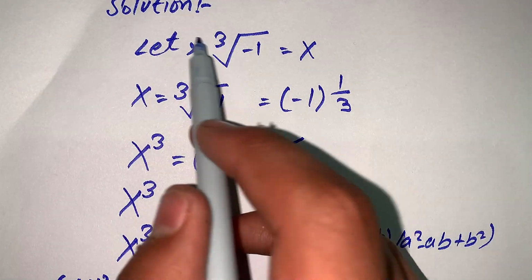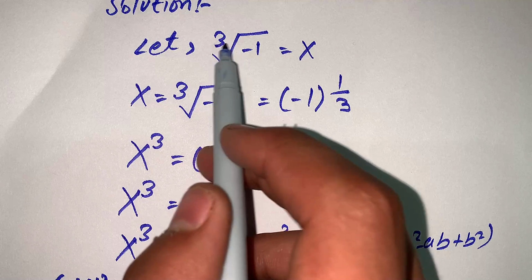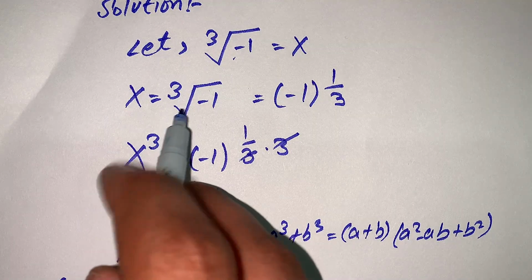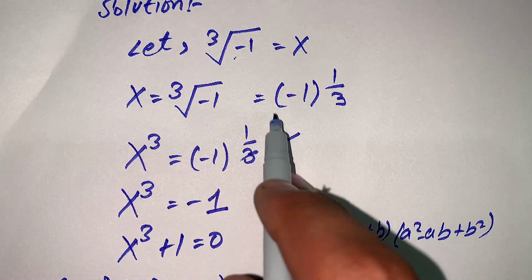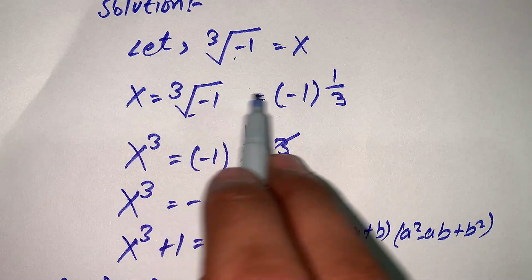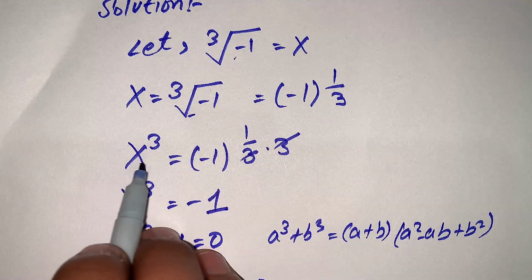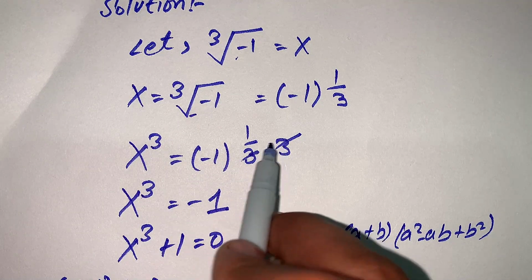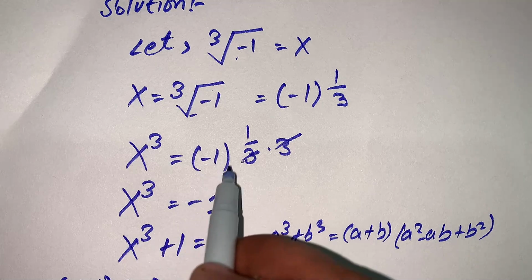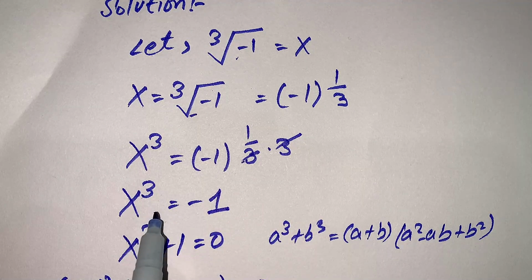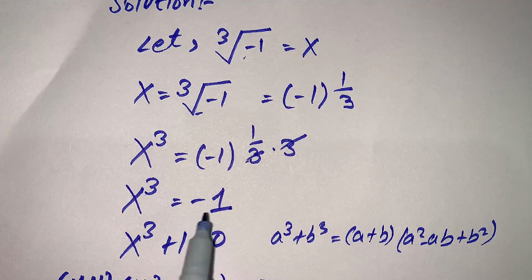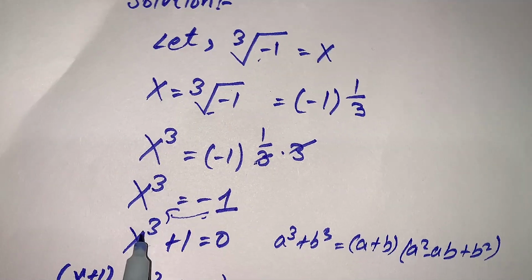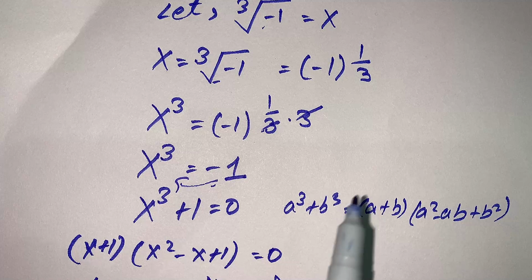This is a very simple question. First we let x is equal to 3 into minus under root minus 1, which is also equal to minus 1 into 1 divided by 3. X cubed is equal to minus 1 into 1 divided by 3 into 3 multiplied by 3. This 3 cancels with this 3, leaving minus 1. X cubed is equal to minus 1. X cubed plus 1: this moves to this side, the sign changes from negative to positive, plus 1 is equal to 0.